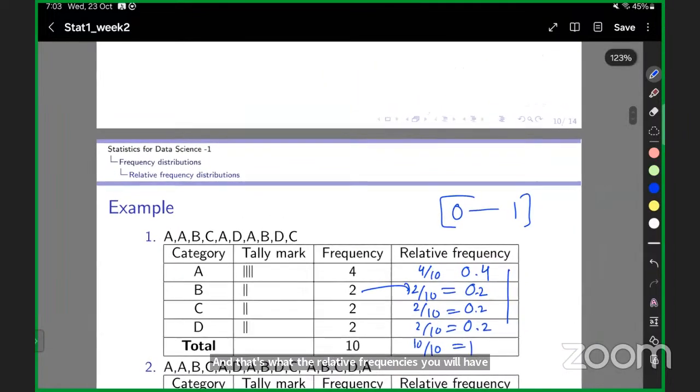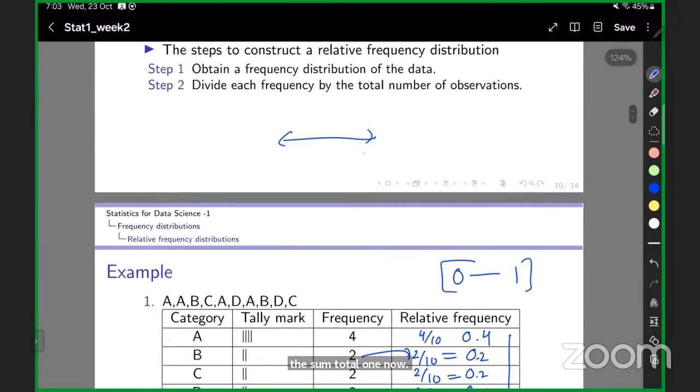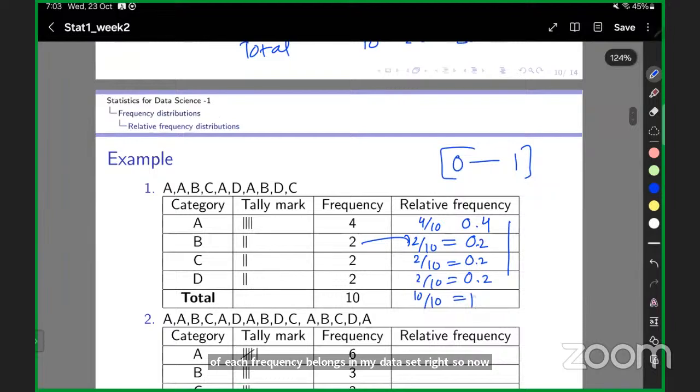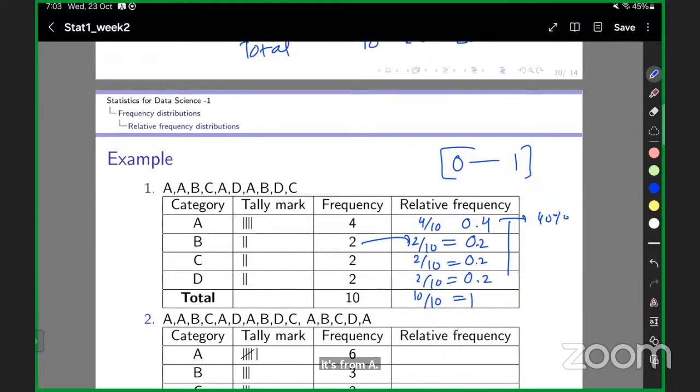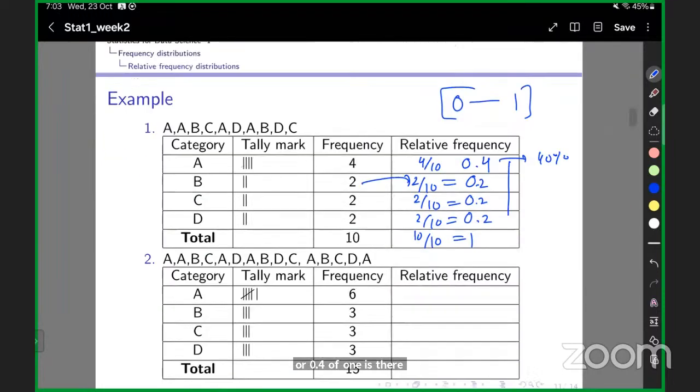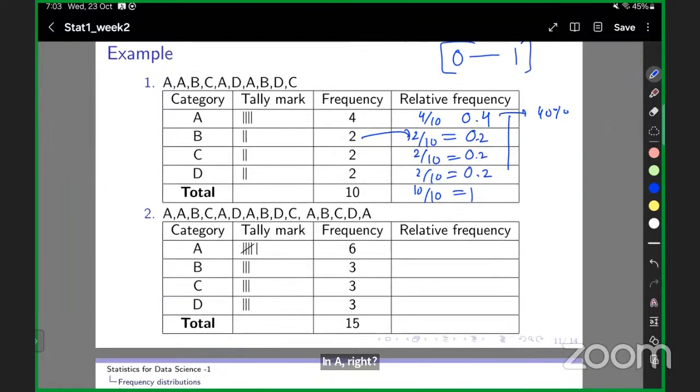So see, earlier, what is the issue? The number could be anything, right? Total frequencies could be 10, 20, 30, 40, 50, and so on. So you don't know what proportion of each frequency belongs in my data set. Now we can actually figure out what proportion it is. Out of all the things, we have 40%. You can say 40% of data is from A, or 0.4 of 1 is there in A. That's what relative frequency will tell us: how much proportion of each category is there in my data set.